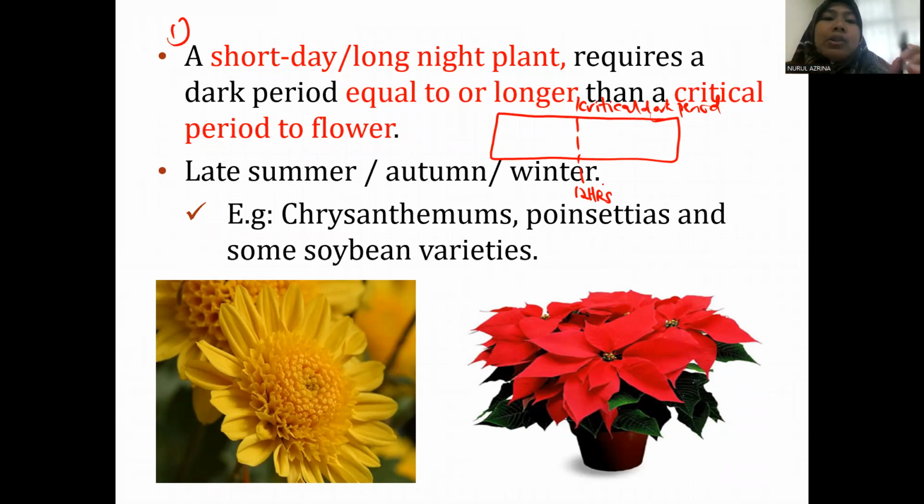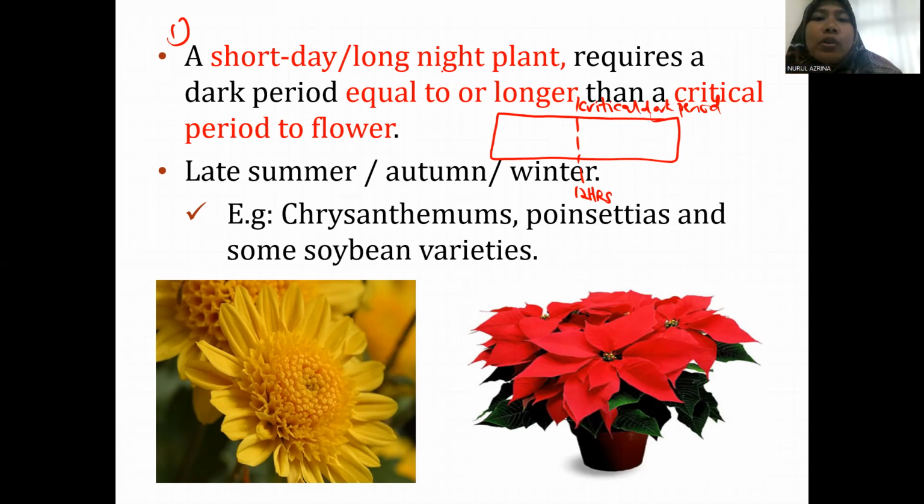Okay, example. So for a short day plant or long night plant, they require a dark period that is equal to or longer than the critical period for it to flower. Okay, listen to my words. Or you can use, Madam, how do we remember long day, short day, long night? So remember, night time or night length is the one that will induce the responses in the plant, flowering, for example. So to remember, you just remember one thing: the night determines everything. So you just remember, okay, long night plant.